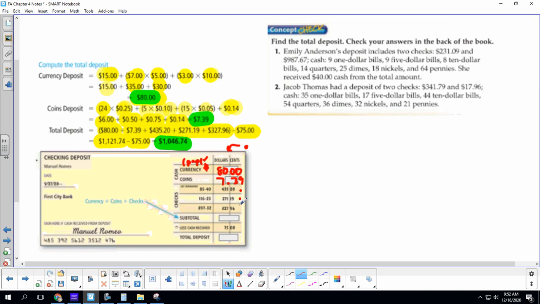They already have our checks listed. Our subtotal of all of their items is this: 1, 1, 2, 1, 7, 4. And then we're going to minus out the $75. So it's going to be 1046.74. All right. And then our deposit slip's all filled out.